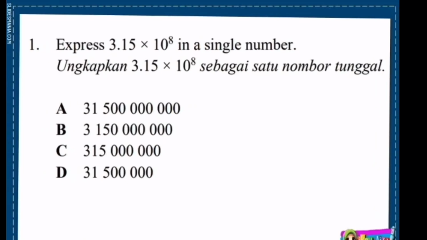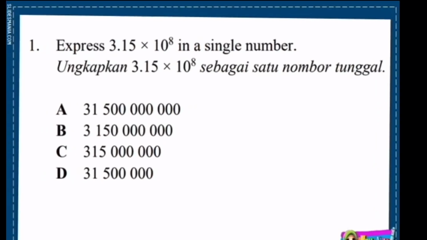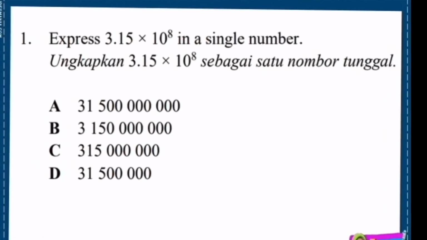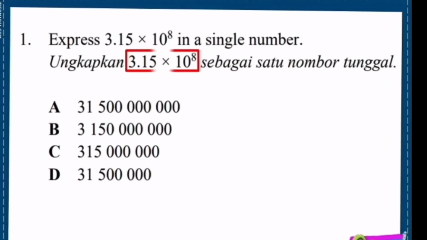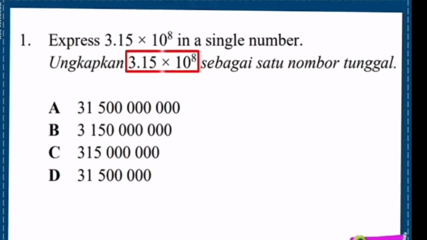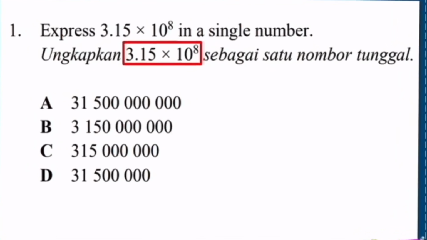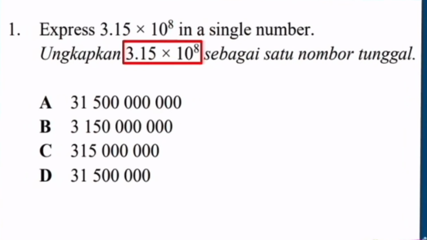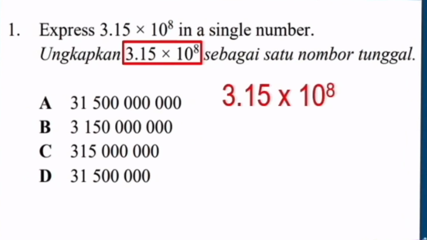Express 3.15 times 10 to the power 8 in a single number. So this is a question concerning standard form. So let's see how to get the answer. So 3.15 times 10 to the power 8. Okay, so is a standard form whereby the A is 3.15 and then base is 10 and the n is 8. So now you need to convert to single number.